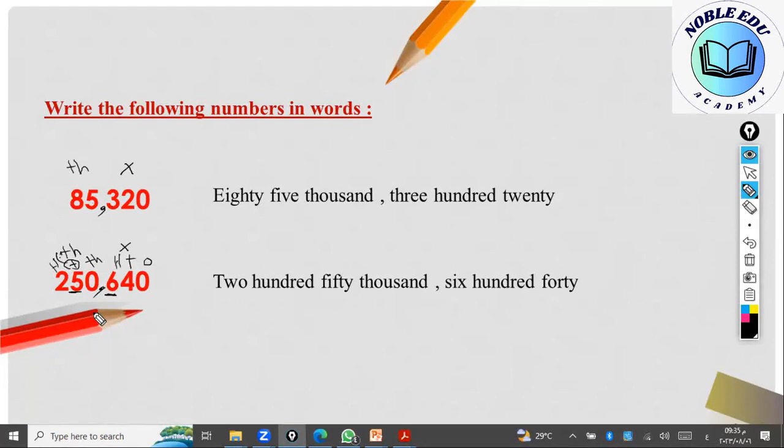But if I ask you to write the value of any number, write the number. Now I want to write the value of 2. Write number 2 again and count how many digits are after 2: 1, 2, 3, 4, 5. So replace all 5 digits by 5 zeros. I have 200,000.